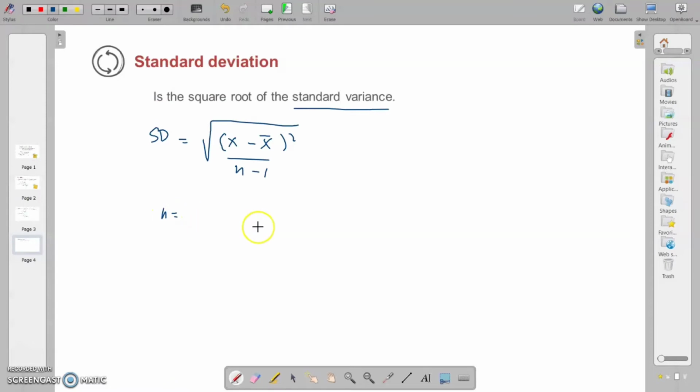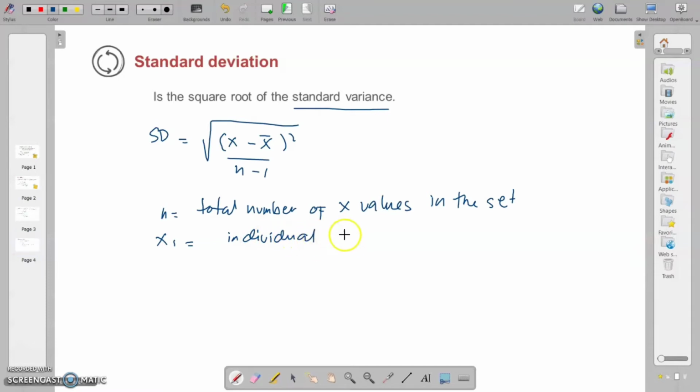Here, n is the total number of x values in the set. The x sub i is the individual values. And x bar is the mean of all values. So that is the standard deviation.